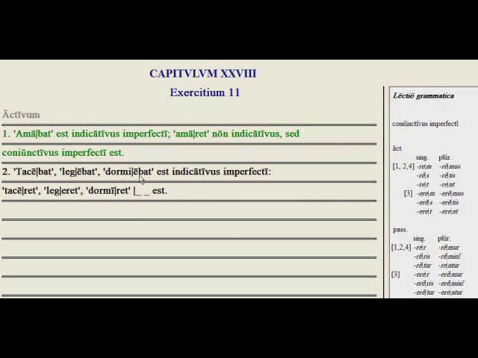Tacebat, legebat, dormiebat est indicativus imperfecti; taceret, legeret, dormiret, blank, blank est. So he was quiet, he was reading, he was sleeping, is the imperfect indicative. Taceret, legeret, dormiret, so that he was being quiet, so that he was reading, so that he was sleeping. That is the subjunctive imperfect. So conjunctivus.